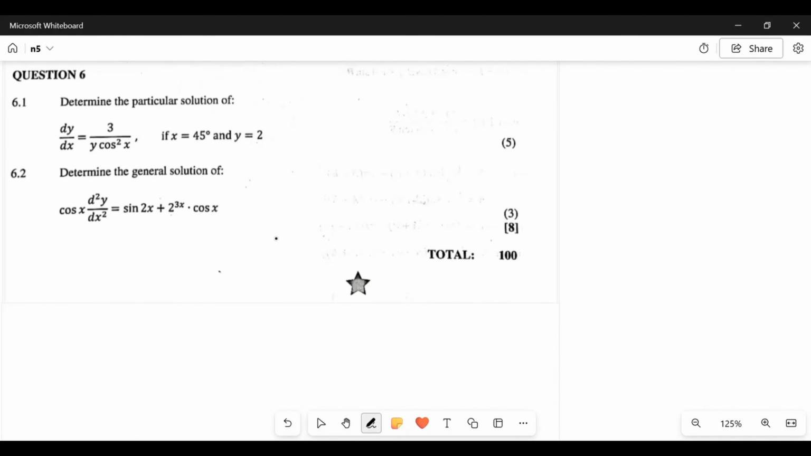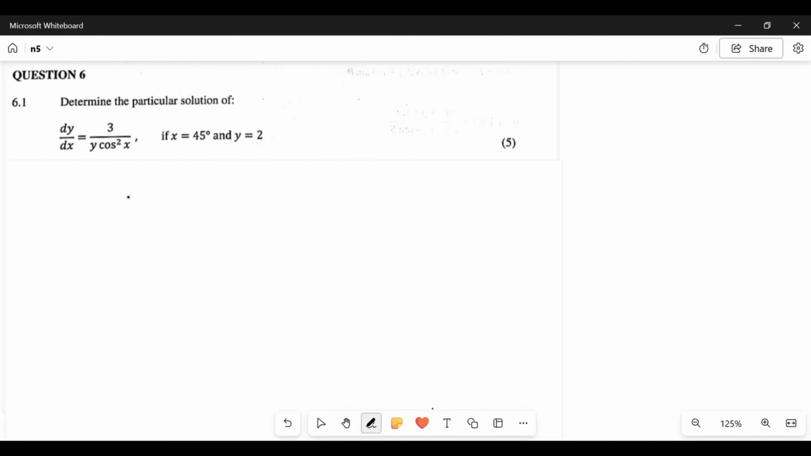All right, people, here is our question 6. Now, as you can see, question 6 has only 2 questions and it is also based on differential equations. So we'll start with question 6.1. We're going to solve it and then we do 6.2 later on. So let's create some space and let's do this question here, which is 6.1.